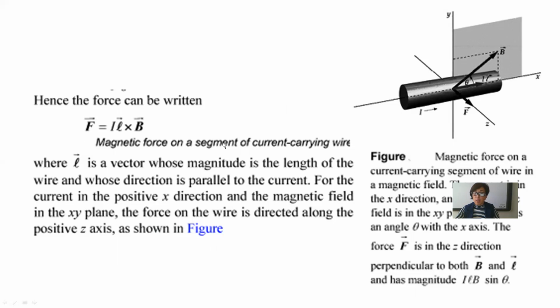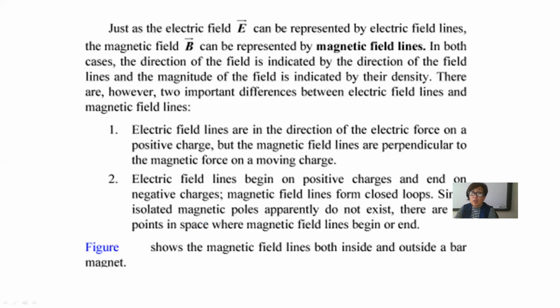This is the formula for magnetic force on a segment of current-carrying wire. And now we know two important differences between electric field lines and magnetic field lines. An electric field can be represented by electric field lines, and a magnetic field can be represented by magnetic field lines. But let's compare the two characteristics of electric and magnetic fields.